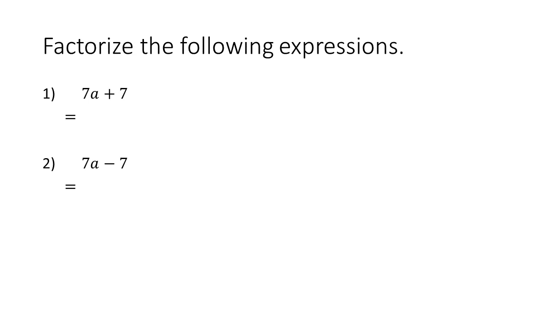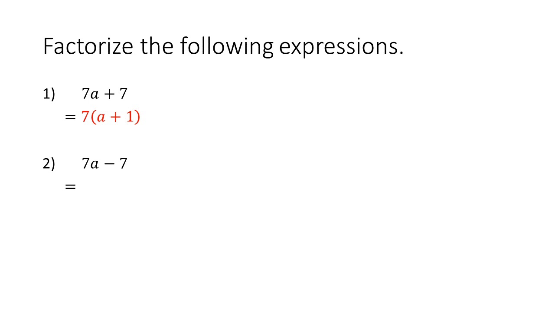The first one is to factorize 7a plus 7. A basic rule of factorization is to take out common factor of all terms. Obviously, in this question, 7 is the common factor. So we take out 7, then we give a bracket. Inside the bracket, because 7 divides 7 is equal to 1, it becomes a plus 1.